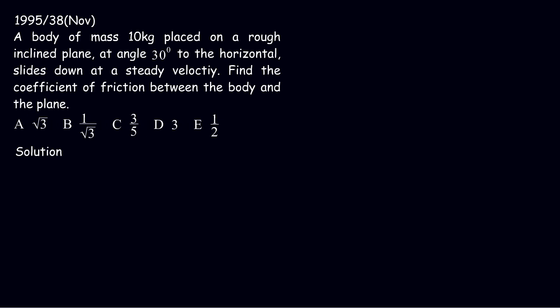Now, for a body sliding down an inclined plane with no other forces acting on the body, we know that our frictional force is equal to mu R, where R is our reaction. So dividing both sides by R, our coefficient of friction mu will be equal to our frictional force divided by our reaction R. And we know that with no other forces acting on the body, our frictional force will be equal to w sin theta, and our reaction will be equal to w cos theta.